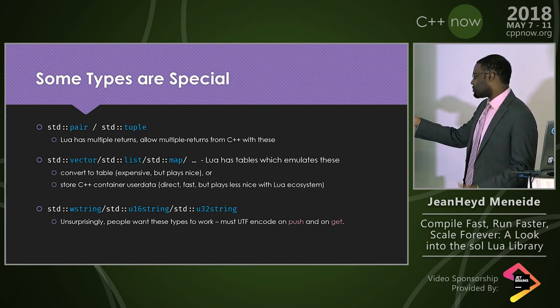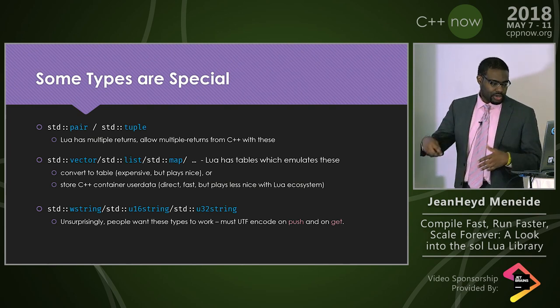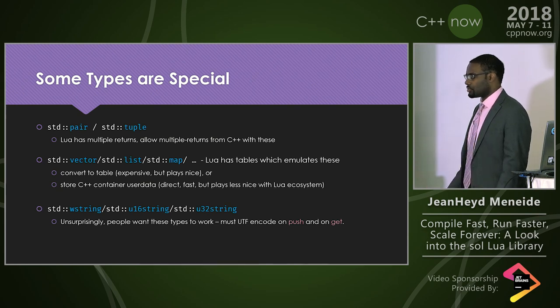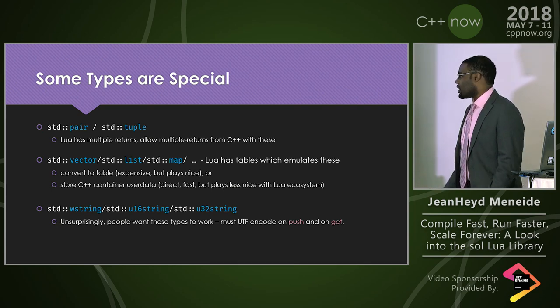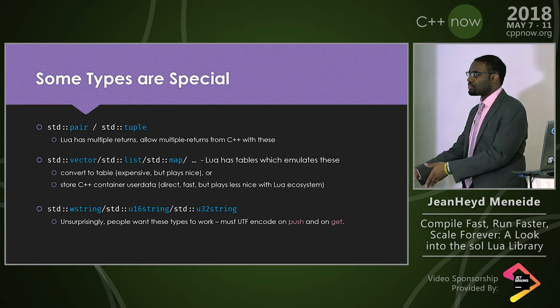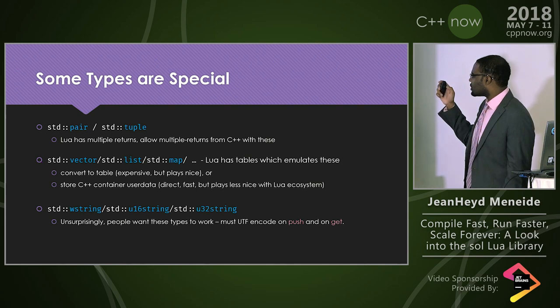Also, we have these special strings from the standard: wstring, u16string, u32string. Unsurprisingly, people want these types to work. I get a lot of issue requests, especially from people who work with Win32, and they obviously want u16 strings and wstrings so they can interact with the Windows API. So we do conversions on the fly for these. Lua stores most of its strings as UTF-8, so we do conversions at the boundaries every time you pull out one of these or push one of these in. There are some optimizations we do for that, but we won't talk about those. It's basically just a big static buffer that we use, and it's great.